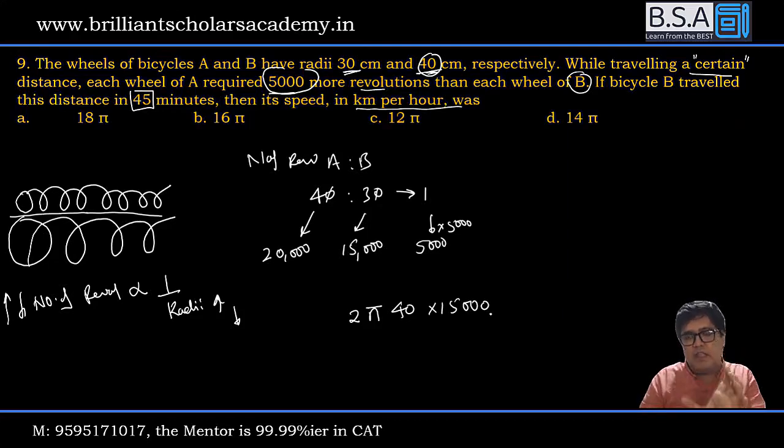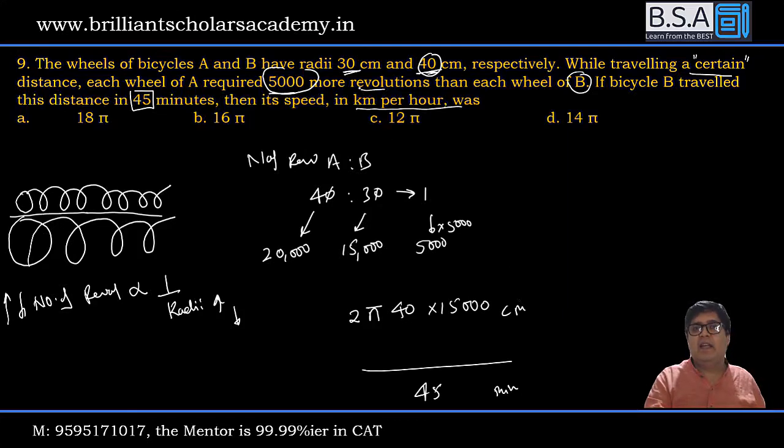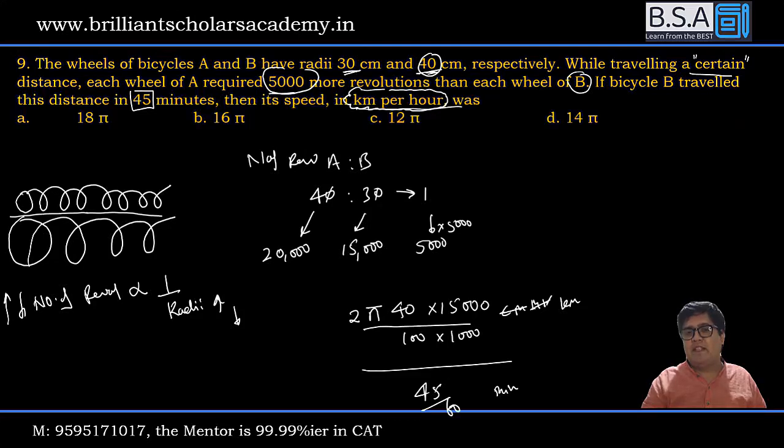Now, this is the distance traveled in centimeters. How much time did the cycle take? It took 45 minutes. What do we need? We need kilometer per hour. So when centimeter is divided by 100, we get meter. When meter is divided by 1000, we get kilometer. When minute is divided by 60, we get hour.